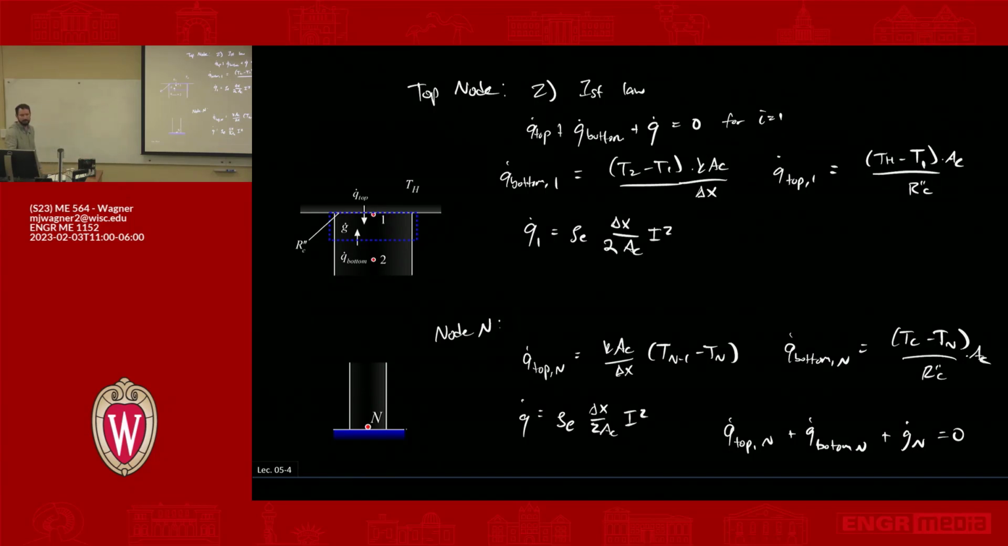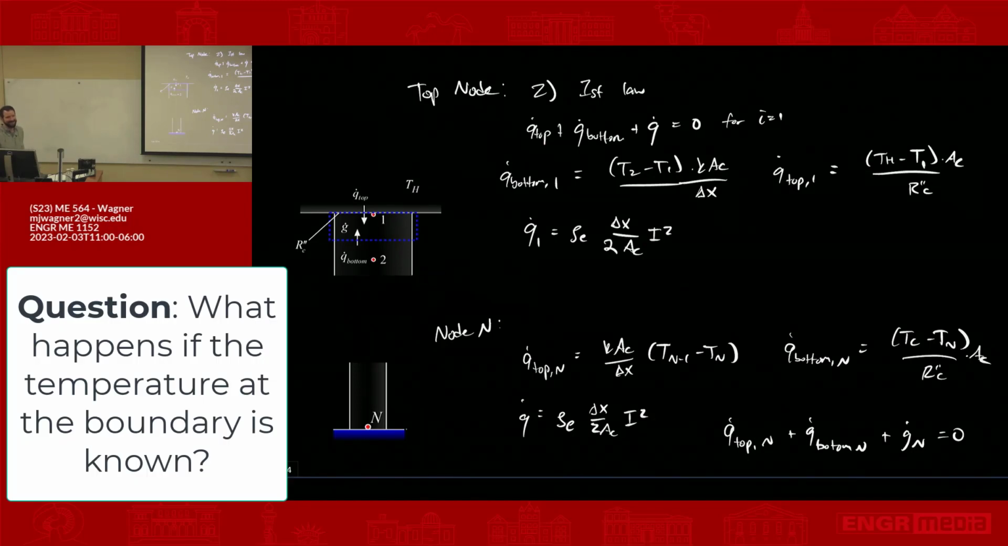Questions? You guys have no questions today? Yeah. So if you didn't have a contact resistance between the first node and the boundary condition, do you just enforce that the first temperature is equal to? Yeah, that's a great point. Actually, I had written right here I should talk about that, so thank you.